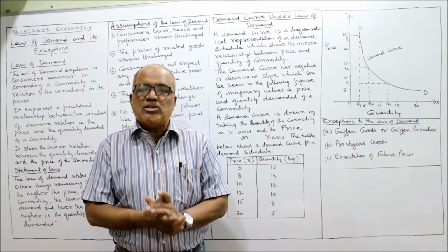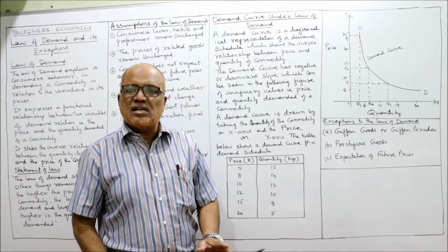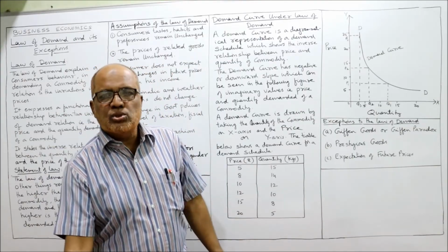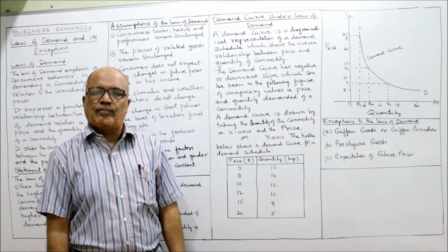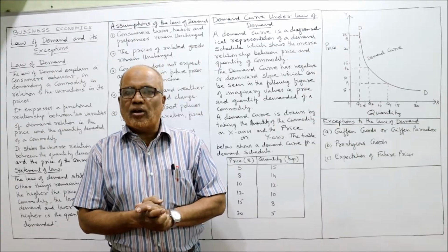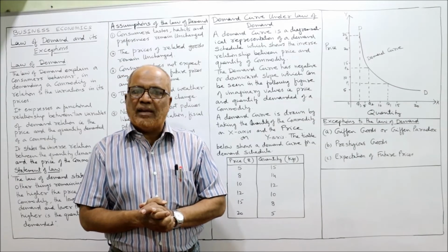So what are the exceptions? What are the cases? Only 3 cases I am explaining. Many cases are there. The first is Giffen goods or Giffen paradox. This Giffen good was associated with an economist, Sir Robert Giffen.